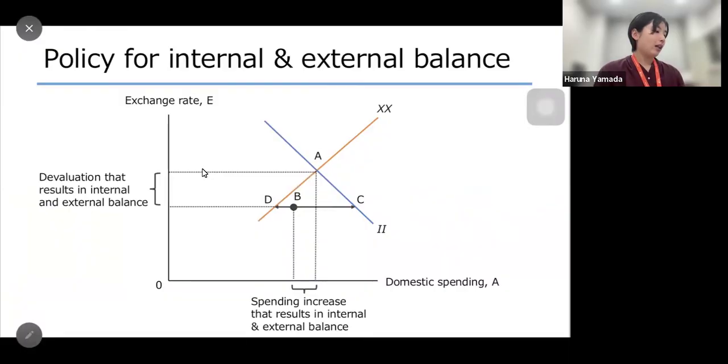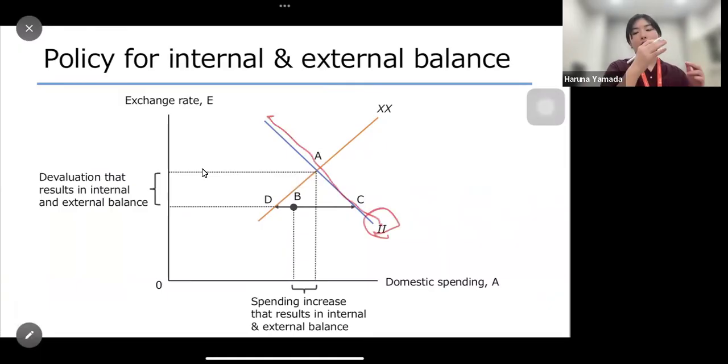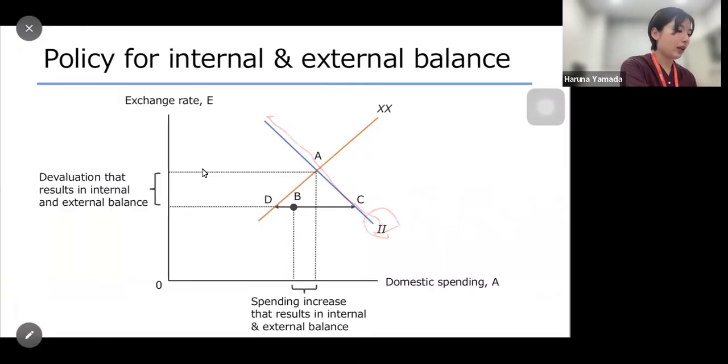This is the simplified version of the internal and external equilibrium. Along the II line, this blue line here, II is the internal equilibrium. And XX, the orange line here, is the external equilibrium. At the cross point in the graph, A is the equilibrium. Both internal and external equilibrium can be achieved. Suppose that the economy is at point B here. This is far away from the equilibrium point A.